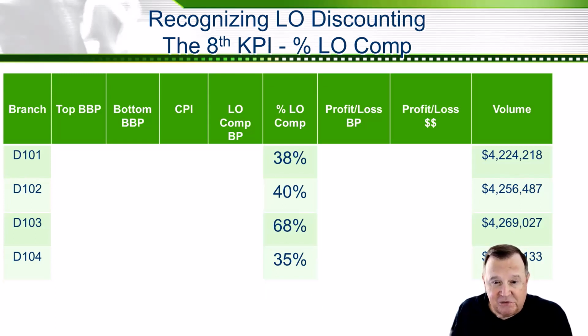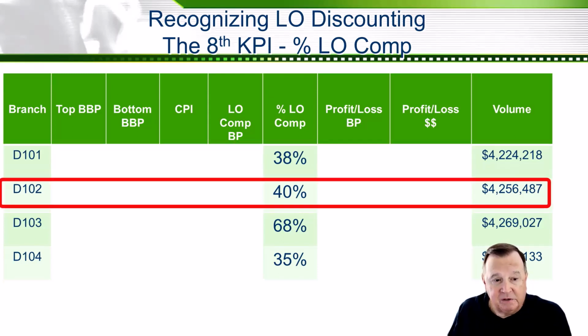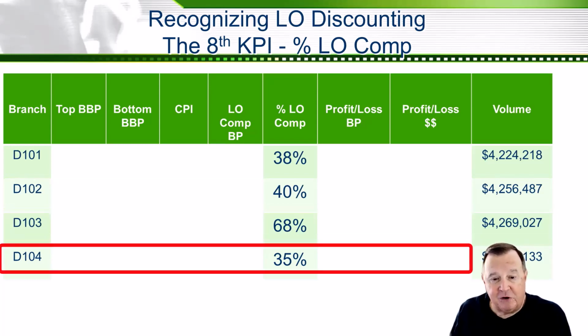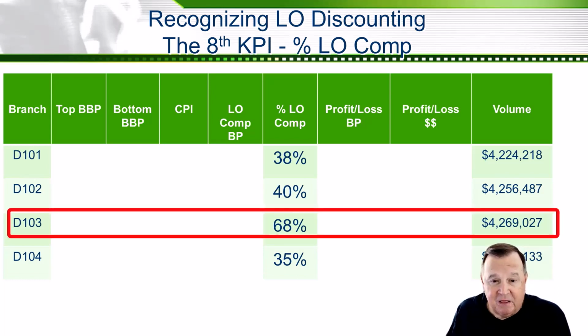Well, now let's examine this. I'm looking at 4 different branches here, and let's just look across the line. We don't know whether these made money or didn't make money. D101 had 38% of their revenue paid out in LO comp. D102 had 40% paid out in LO comp. D103 had 68% paid out in LO comp. And D104 had 35% paid out in LO comp. Well, what this means is that 68% of the revenue that came in on the front end was now paid to the loan officer.